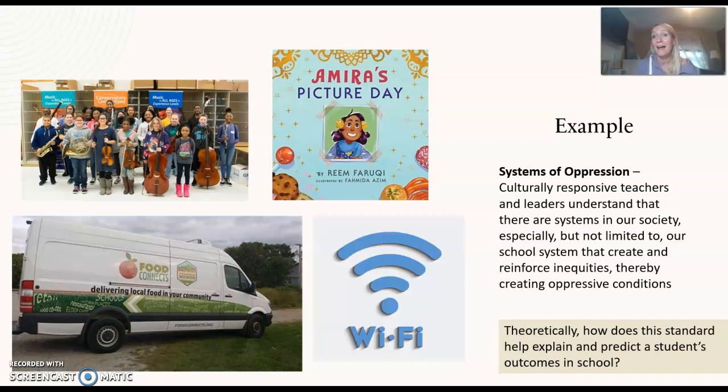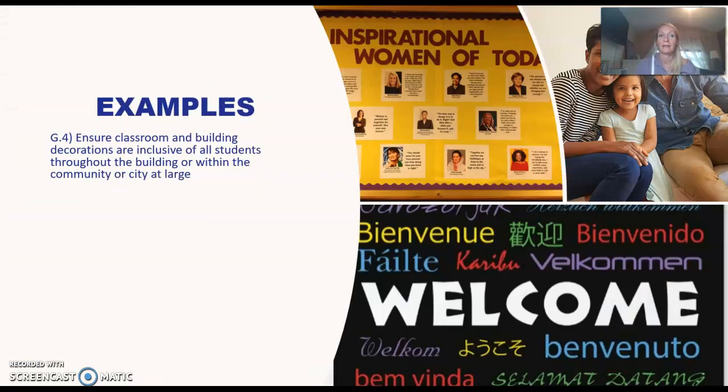Another example is Wi-Fi. With socioeconomic status, we can't assume that every child has regular, ongoing access to Wi-Fi. So what are we assigning? Are we expecting that students have this to be able to complete assignments or to engage in learning in some way? We really have to be thoughtful about that. Those are some examples of how that might play out in schools and in early childhood settings.